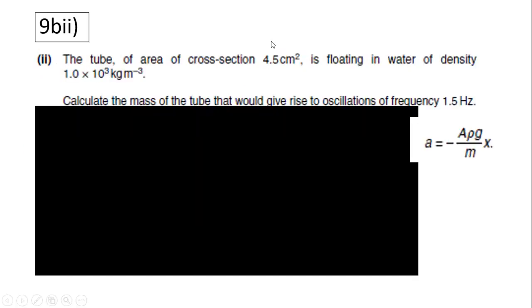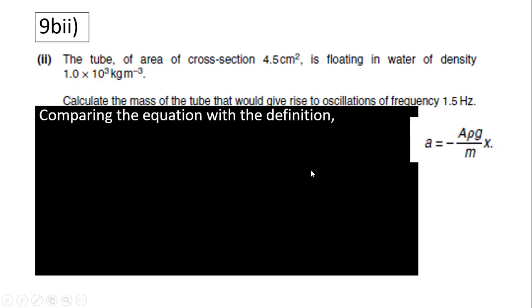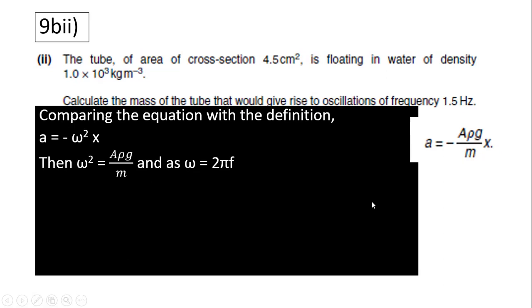The tube of cross-sectional area given is floating in the water of density given. Calculate the mass of the tube, which should give rise to oscillation of frequency 1.5 Hertz. Compare this one. This is the equation that they derive for you. You don't need to derive. Okay, compare with your definition. That's the definition. So this is omega square, this one. The x and the a is there. Negative is there. So this is your omega square. And omega is 2 pi f.